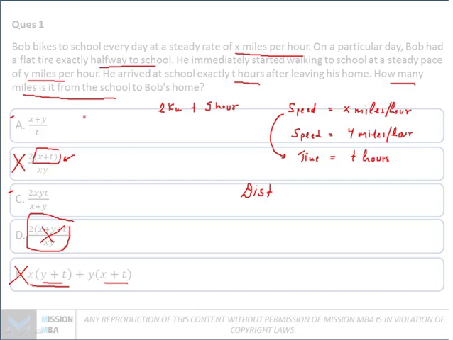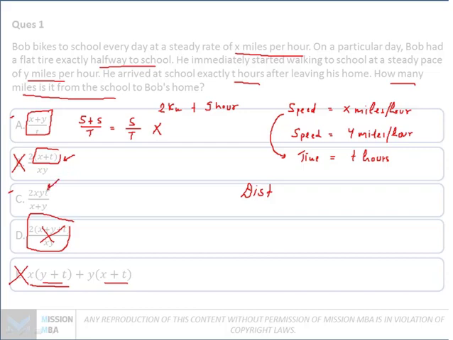X plus Y, that is speed plus speed. You can see over here, upon time. Speed plus speed gives us a speed upon time. Now speed upon time is not a distance. So this quantity ultimately is not giving us a distance.